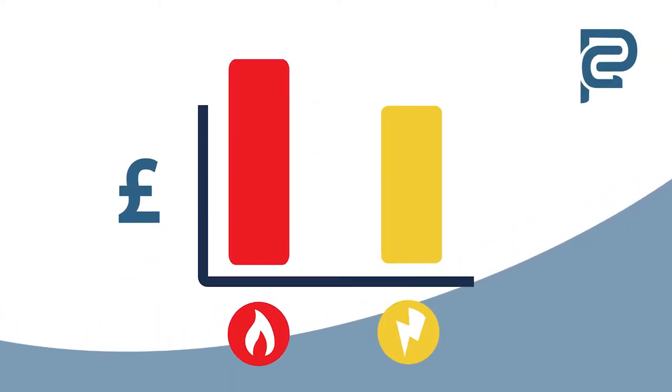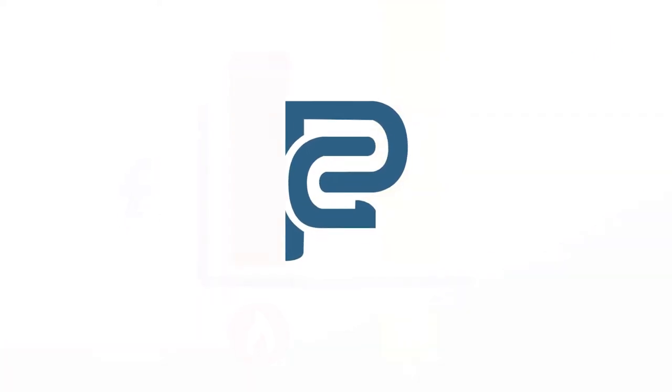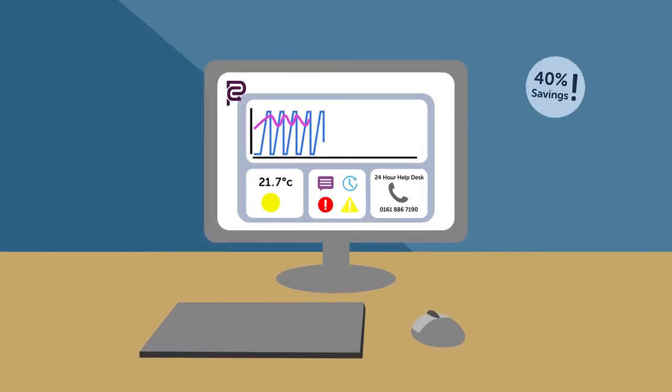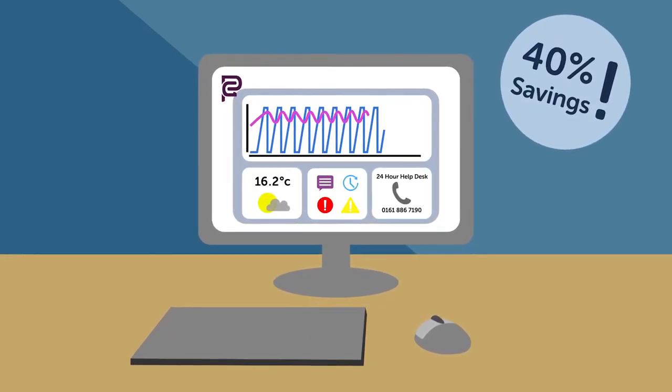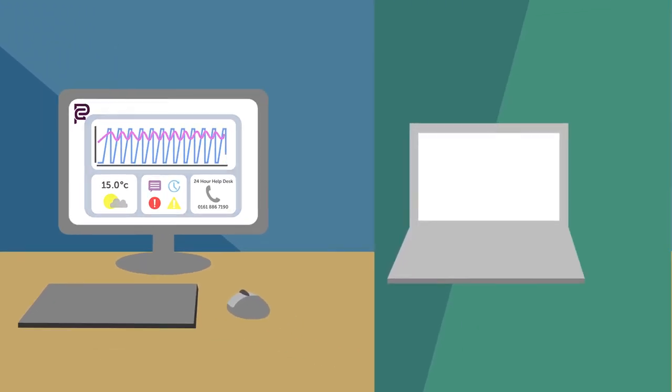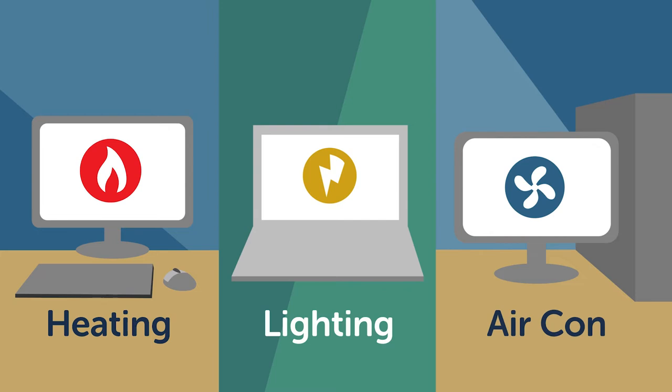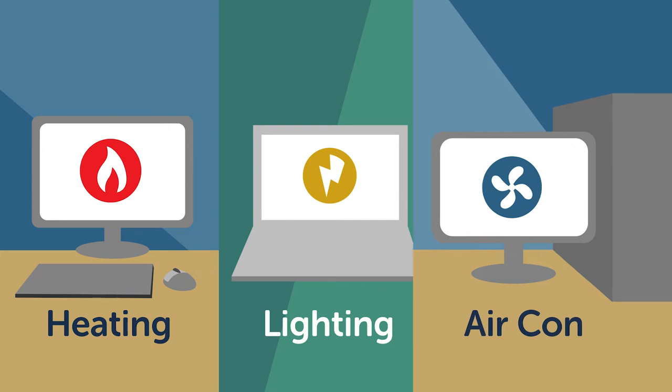With energy bills increasing and ESG high on the agenda, we at Pilot Group are here to help. Our energy management system helps you lower your energy consumption by an average of 40%, reducing costs and emissions. Our system controls items such as gas heaters, where the big savings are, lighting, and air conditioning.